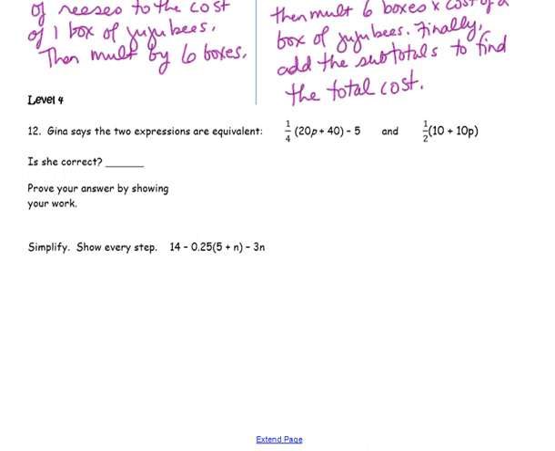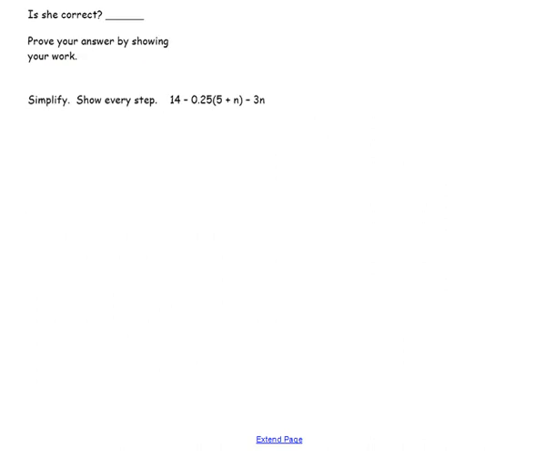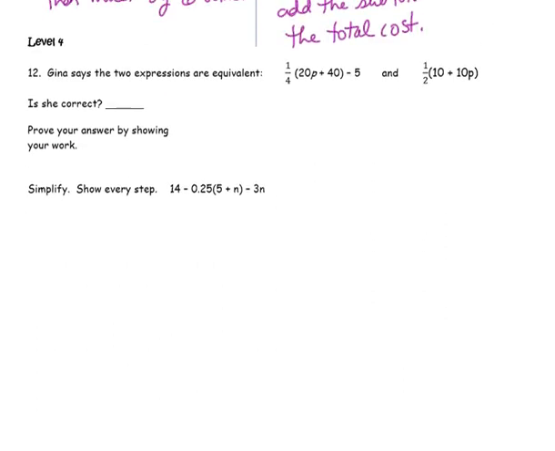Next, Gina says the two expressions are equivalent. Is she correct? Prove your answer by showing your work. So we need to simplify both of these expressions. I'm going to start with the easier one and take half of the first term and half of the second term. Half of 10 is 5. Half of 10p is 5p. These are unlike terms and cannot be combined, so this is simplest form.